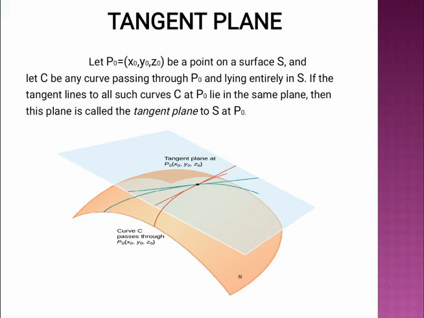The next one is tangent plane. Let P0 be a point on a surface capital S, and let C be any curve passing through the point P0 and lying entirely in the surface capital S. If the tangent lines to all such curves C at P0 lie in the same plane, then this plane is called the tangent plane to the surface capital S at the point P0.